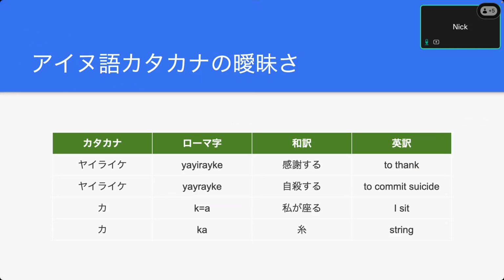So here in this table, we have some examples. For example, there's a yaidake, which is spelled the same way in katakana, but has two different Latin spellings. One means to think, and the other means to commit suicide. Similarly, a ka can mean I sit, or it can mean string. So just a naive approach to converting from katakana to Latin script is insufficient. There has to be some sort of context awareness, and for that, a large language model approach was the most appropriate to me.